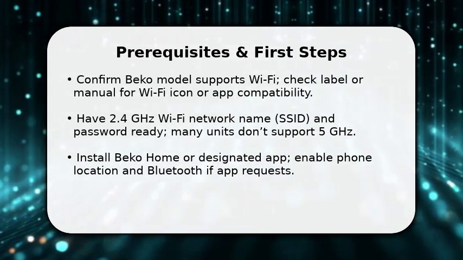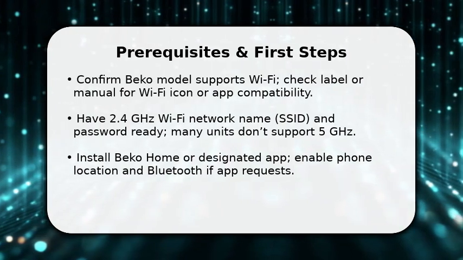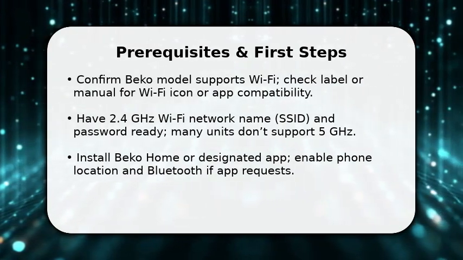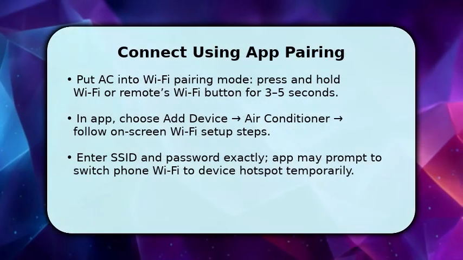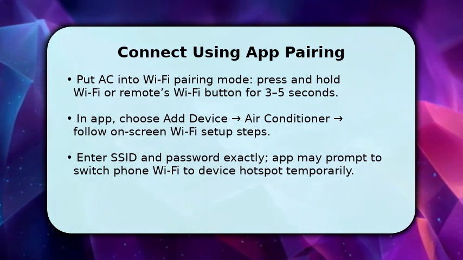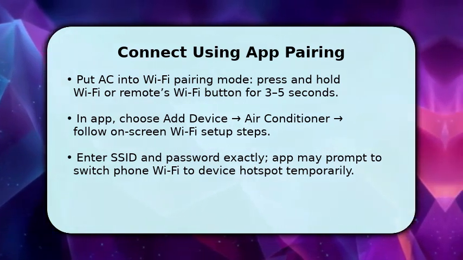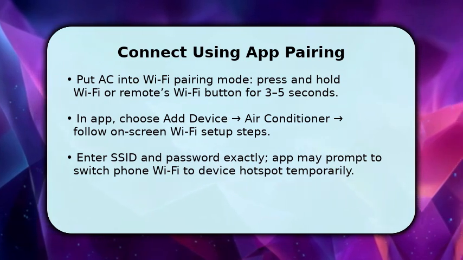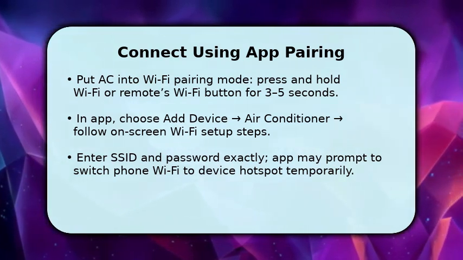Now make sure the AC is powered on and set to ready mode before you attempt pairing. You now put the air conditioner into pairing mode by holding the unit's Wi-Fi button or using the remote as instructed. The LED will flash to signal readiness. Then, in the app select Add Device, pick Air Conditioner, and follow the guided steps.